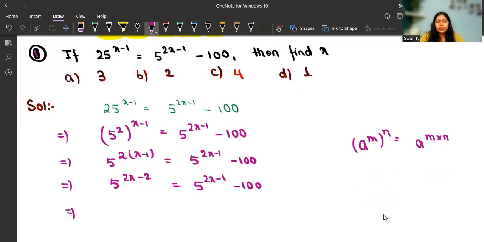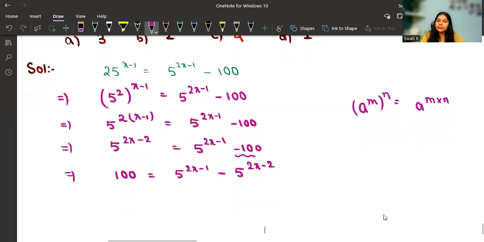Now we know that if you shift anything from one side to the other side, the sign gets reversed. Plus becomes minus, minus becomes plus, multiplication becomes division, division becomes multiplication. So here minus 100, I'll shift it from RHS to LHS. So minus 100 will become plus 100. I'm writing 5 raised to 2x minus 1 as it is, and I'm shifting this 5 raised to 2x minus 2 to the other side. So this is plus, so it will become minus 5 raised to 2x minus 2.